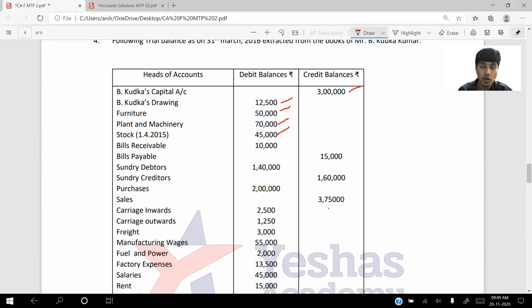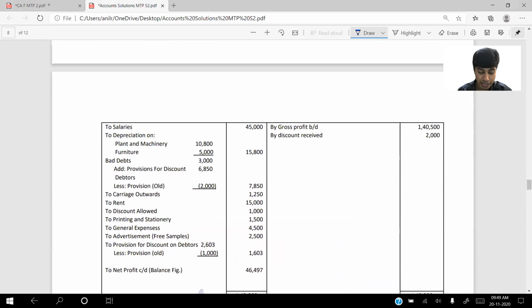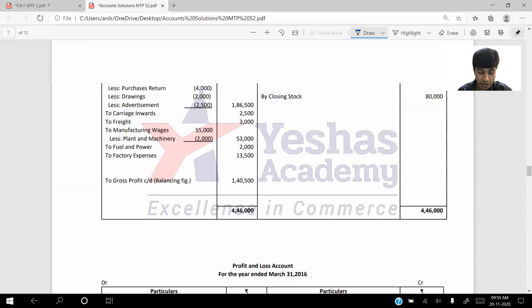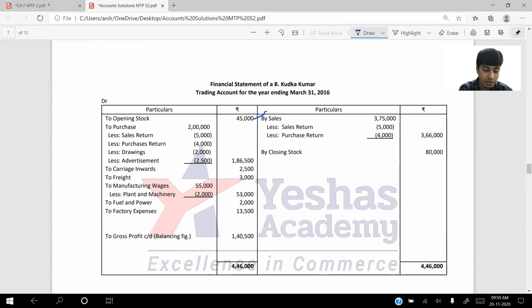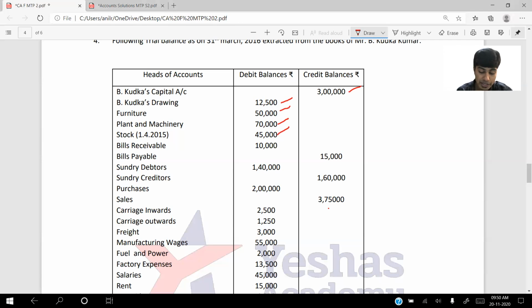Stock. This is opening stock 45,000. Trading account debit side. I repeat, trading account debit side. Debit side 45,000. Done. Next, bills receivable 10,000.